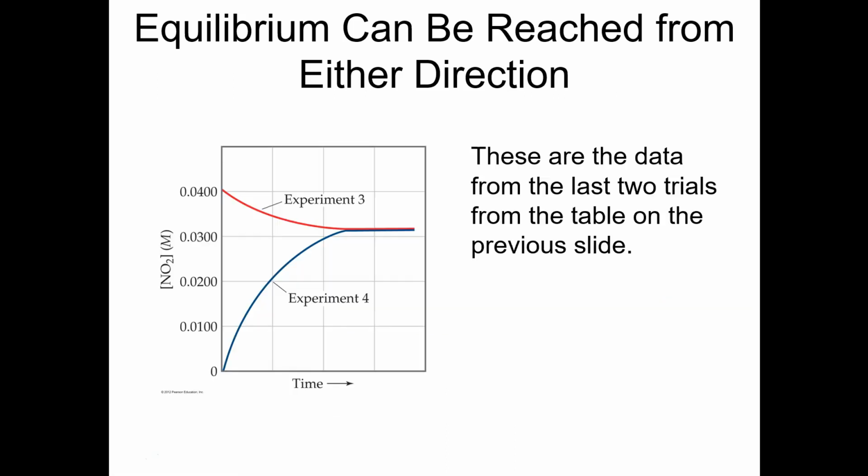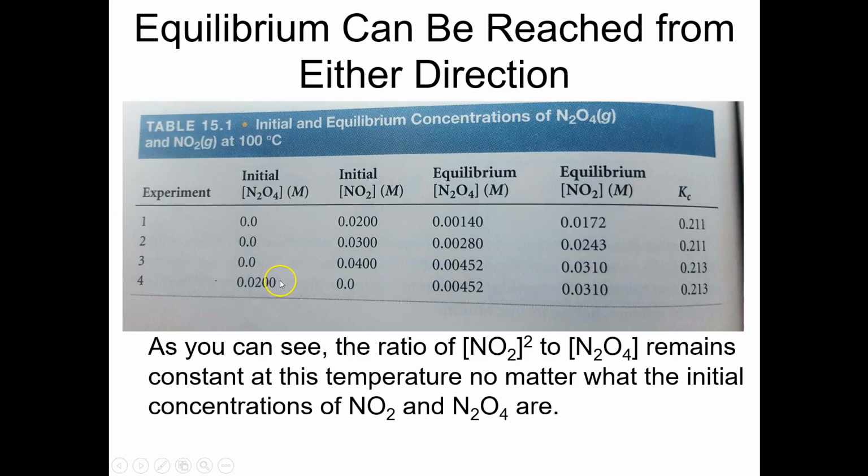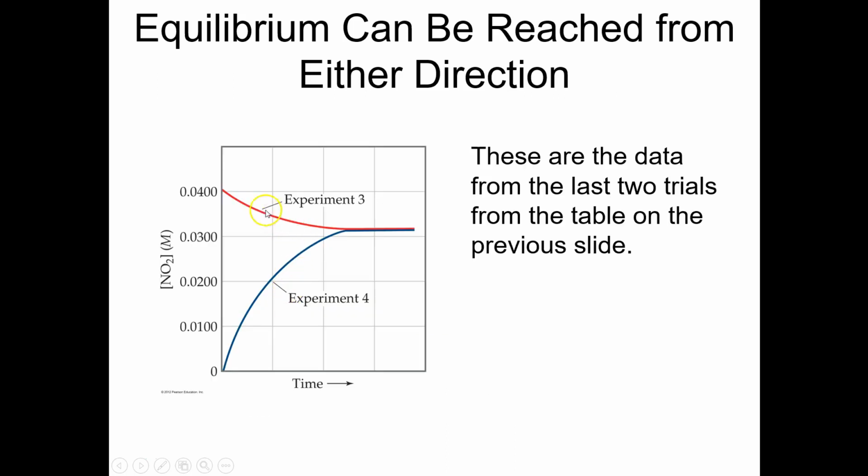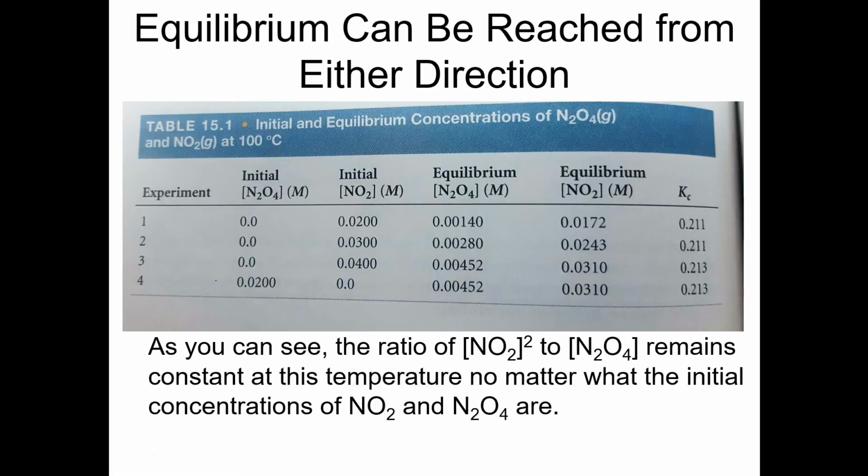What's interesting to note, and this is simply taking these data from experiments 3 and 4. In experiment 3, you start with 0.04 molar NO2. In experiment 4, you start with no NO2, and instead you have the reactant. Regardless of whether you start with all product present and no reactant, or all reactant present and no product, they wind up coalescing at the same concentration, which is the equilibrium concentration. You'll see at equilibrium, in both experiments 3 and 4, you wind up with the same concentration at equilibrium for the NO2.